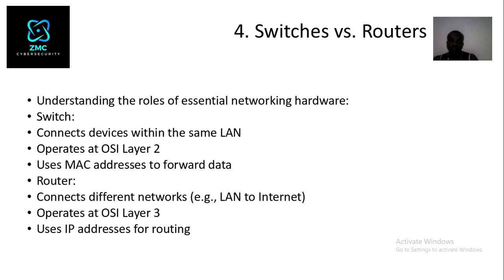And we have switches versus routers. It helps you to understand the roles of essential networking hardware. The switch connects devices within the same LAN, operates at OSI layer 2, and uses MAC addresses to forward data. Then the router connects one network to another network or a wireless network, like routers, personal Wi-Fi, pocket Wi-Fi, or travel Wi-Fi. All of them operate at OSI layer 3, and they use IP addresses for routing.